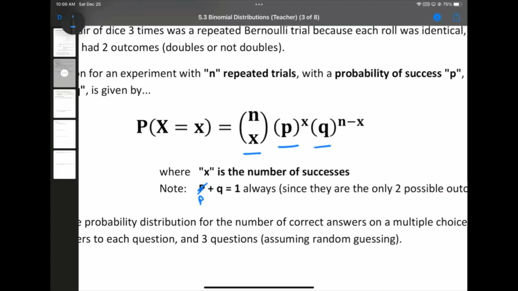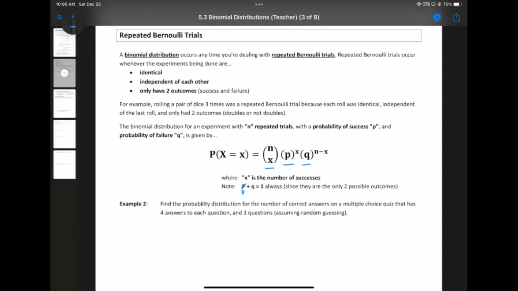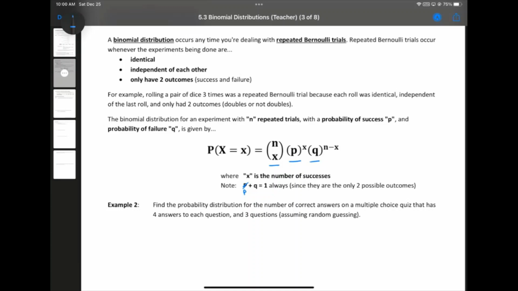Okay, so what looks like a kind of nasty equation actually is fairly straightforward to use. And by the way, I don't memorize it as variables. I remember it as what it is: the number of ways of choosing where the successes occur, probability of success to the number of successes, probability of failure to the number of failures.